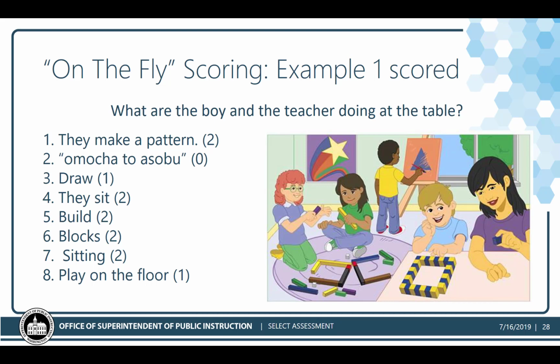"They sit" is an appropriate and accurate response to the prompt and meets all criteria at the 2-point level, even if "they are sitting" would be more grammatically accurate. "Build," "blocks," and "sitting" are all appropriate and accurate responses to the prompt and meet all criteria at the 2-point level. "Play on the floor" is another response that is clearly related to the stimulus, but misses the mark on the prompt. The response is inaccurate as it has mistaken the subject, but is clearly related to the stimulus and meets the criteria for Level 1. Another Level 2 response may be "math."